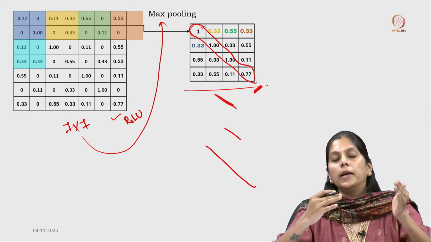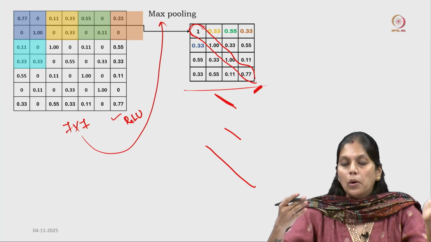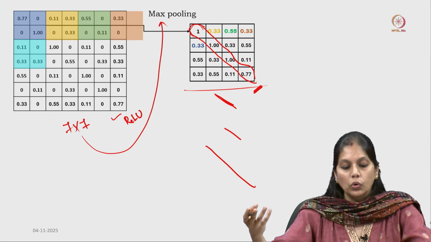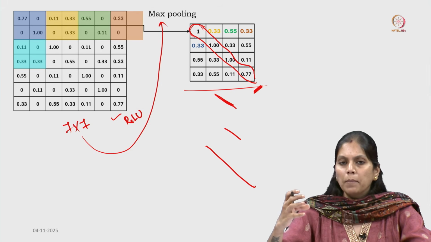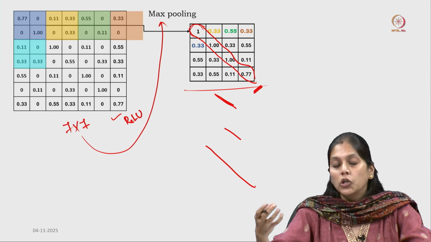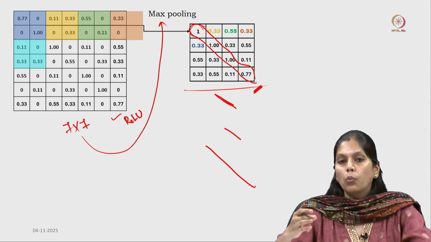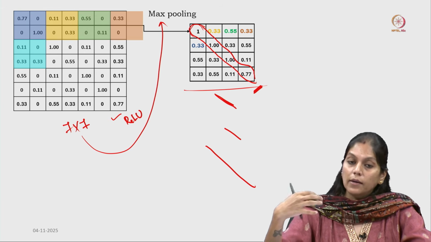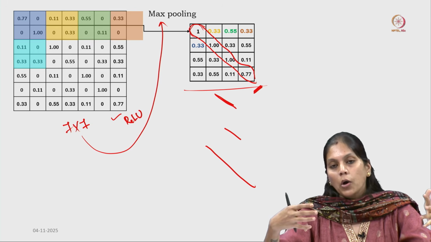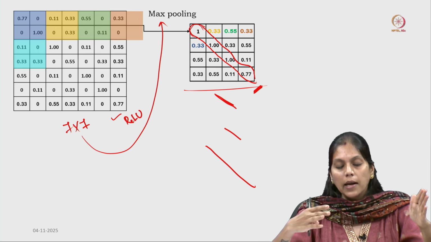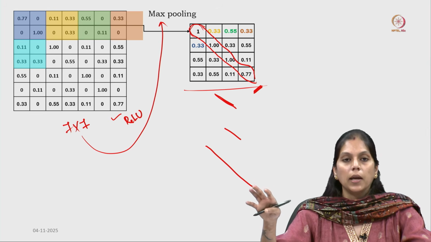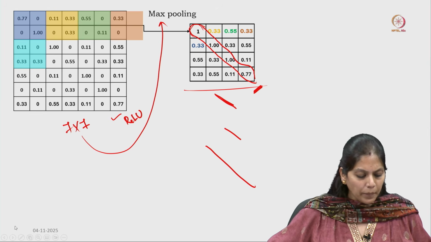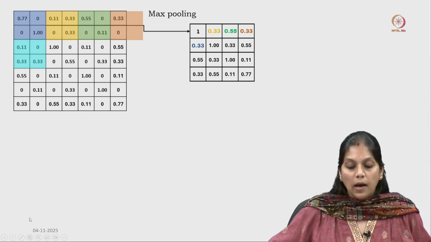In order to identify one person, you do not require the entire image to say that he is so and so. Some important features are sufficient to say who the person is. That is what max pooling is doing. Some important features, which are sufficient for our calculation or prediction, are retained and the rest are eliminated. So this is what max pooling is. I hope you have understood this.